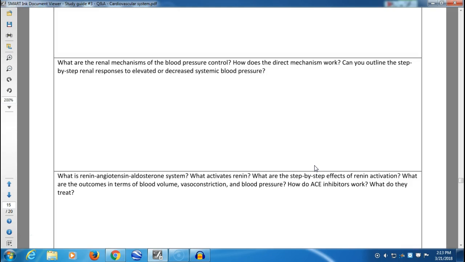Aldosterone, what does it cause? Retention of sodium, which is followed by the retention of water, which is followed by the increase of blood volume and then blood pressure. ADH directly decreases urine production, period. Separate mechanism. That make sense? Good. ACE inhibitors, what do they inhibit? Angiotensin converting enzyme. They stop the RAS, renin, angiotensin, aldosterone system in the middle. Okay, and they treat hypertension.